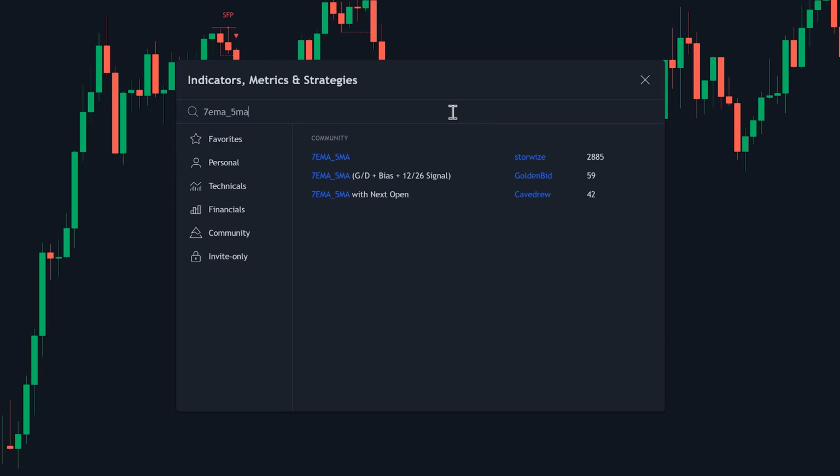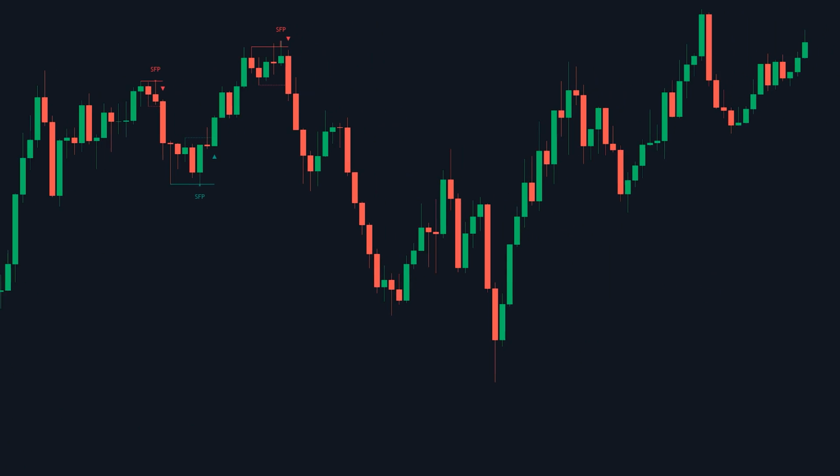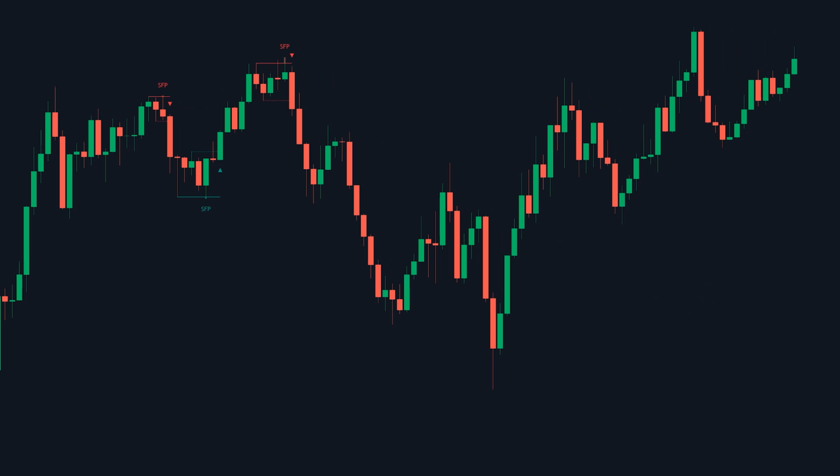Now, let's add the complementary indicator that we need. On the indicator search tab, you want to type in 7EMA_5MA. This is actually a really good trend indicator. I've used it in some of our videos before. Now, it looks a bit messy, but you just want to double click on it so we can change some settings.